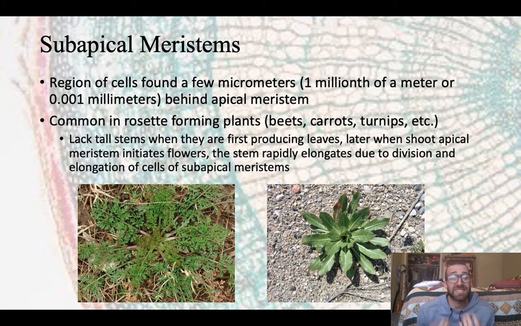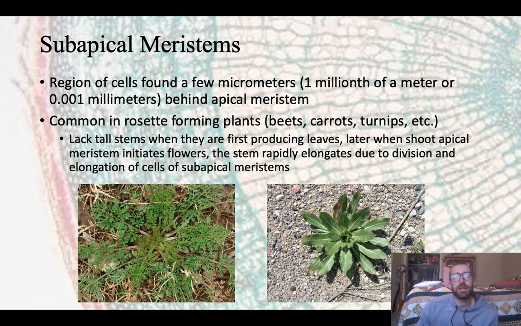Okay, now we also have subapical meristems in some of our plants. They are a region of cells found a few micrometers, so very, very close to where the apical meristem is found, just behind it, if we're thinking about a stem. Now, our subapical meristems are common in rosette-forming plants. So think of things like beets or carrots, turnips, evening primroses, which is a wild plant that you'll see a lot. Now, these types of plants can often be biennial.